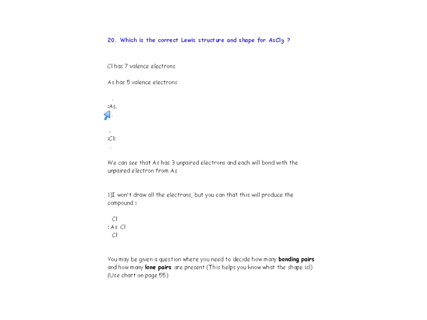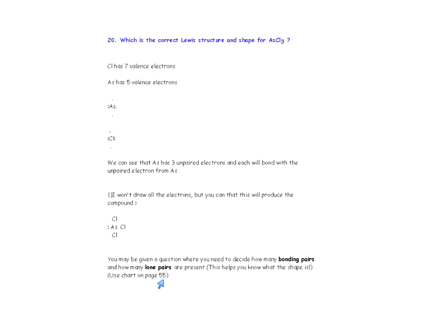So I said we can see that As has 3 unpaired electrons, and each one of those unpaired electrons is going to bond with 1 Cl. I'm not drawing all the electrons in, because there are all kinds of electrons around here, but I'm just drawing the unpaired electrons here. Again, you might be given a question like this, and using the chart on page 55, you can figure out what the shape will be based on the number of lone pairs and bonding pairs. On the test, you'll be able to use the chart on page 55.